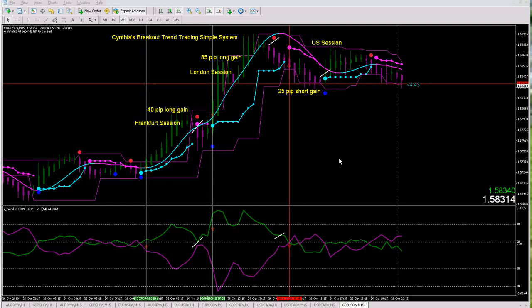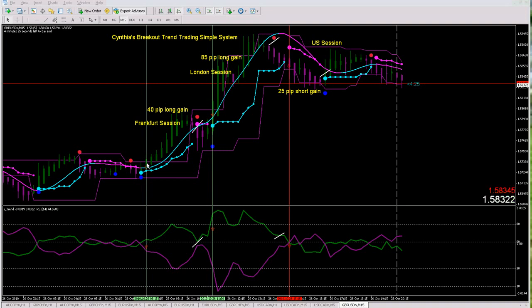This is another example of trading my new Breakout Trend Trading Simple System. If you're an American trader and you don't want to stay up late or get up early, the Frankfurt session starts around 8 or 9 p.m. Eastern time, something like that.